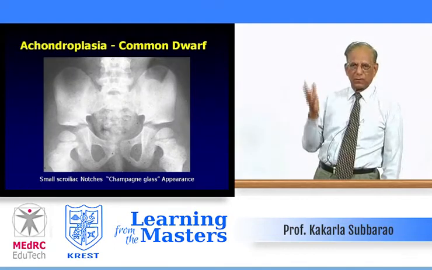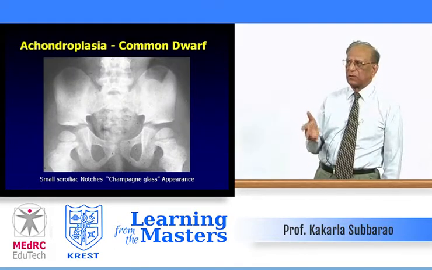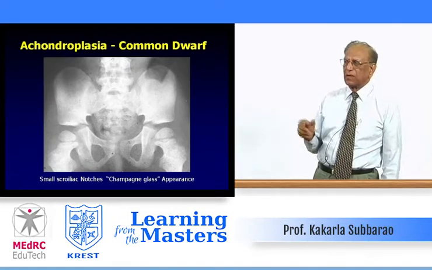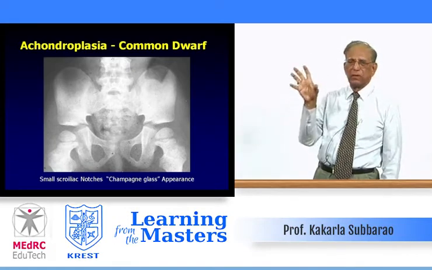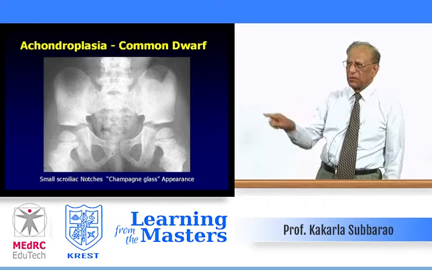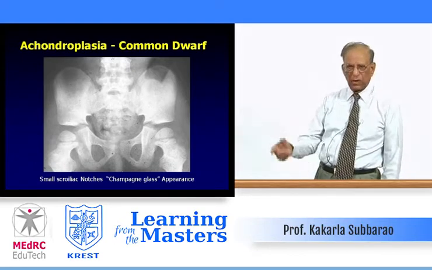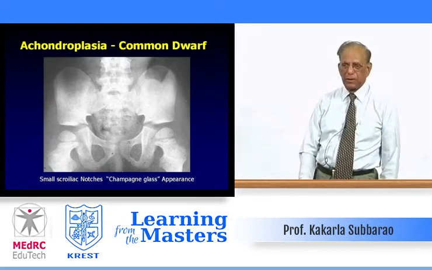Achondroplasia, which is a common dwarf that we see: small sacroiliac notch, and champagne glass appearance of the pelvis, pelvic inlet actually. Of course, in the long tubular bones, you get dumbbell-shaped bones.